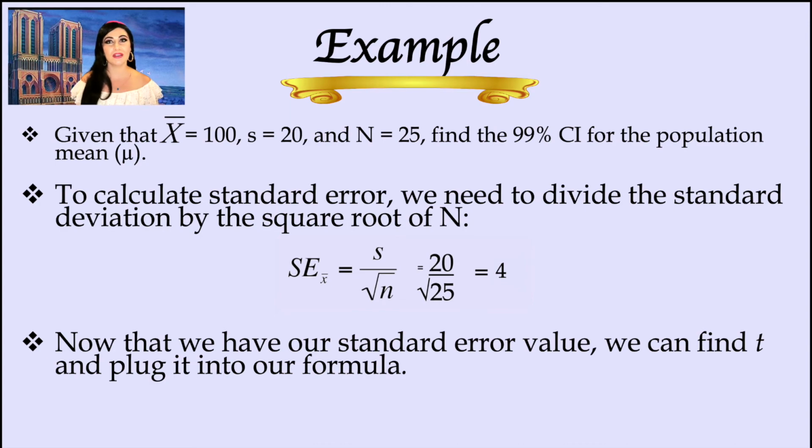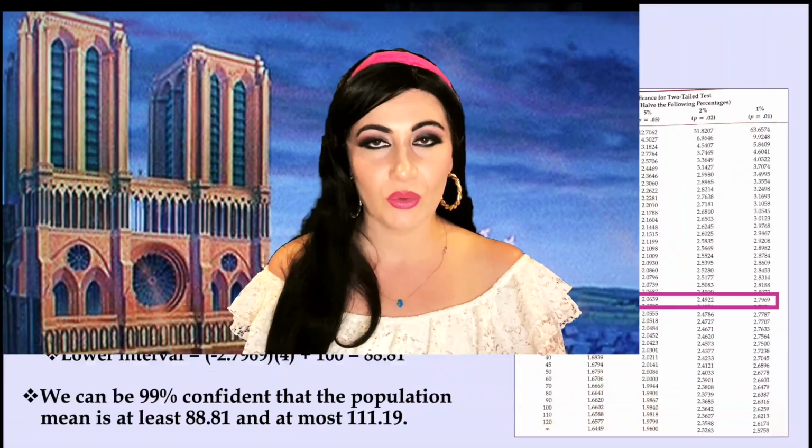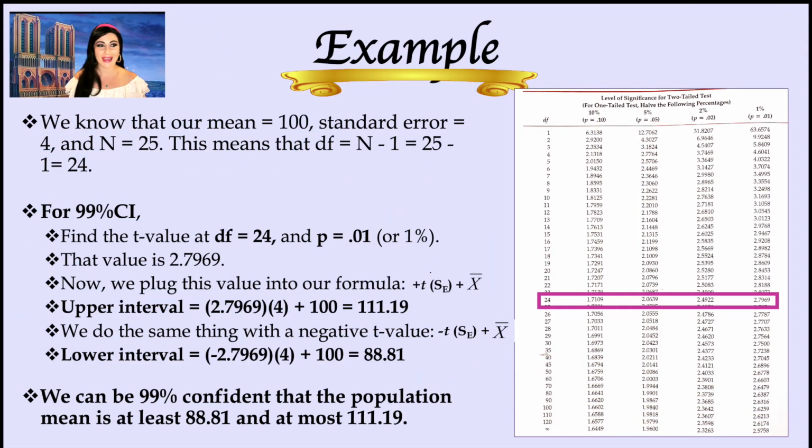the t-table to find the particular value that we need associated with our degrees of freedom. So what are our degrees of freedom? We know the degrees of freedom is equal to n minus 1. In this case, 25 represented our sample size. 25 minus 1 is going to give us 24. So we need to find 24 in the DF column. Pay attention to the fact that this is the 99% confidence interval.